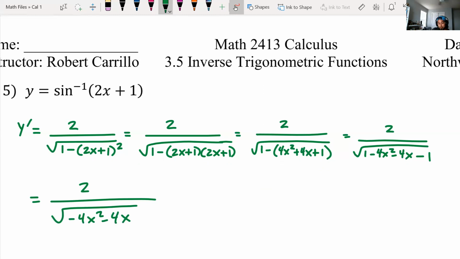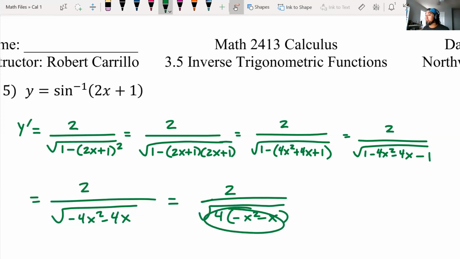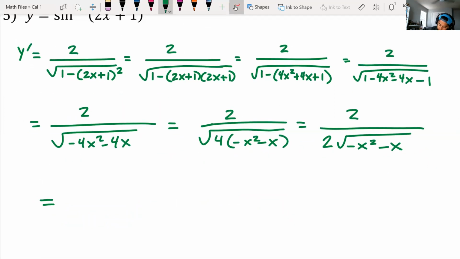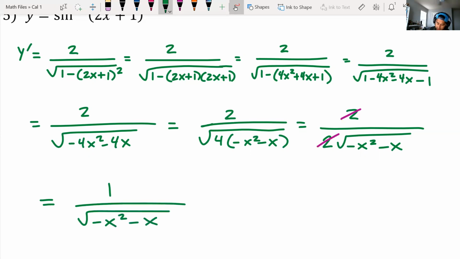What number could I factor out that I could take the square root of? You can factor out the 4 and then take the square root of it. Good. So this will become 2 over the square root of 4 times negative x squared minus x. And since the denominator is connected by multiplication inside the radical, I can separately take the square root of 4, which is just 2, so 2 over 2 square root of negative x squared minus x, where our 2s cancel. And you're left with 1 over the square root of negative x squared minus x.